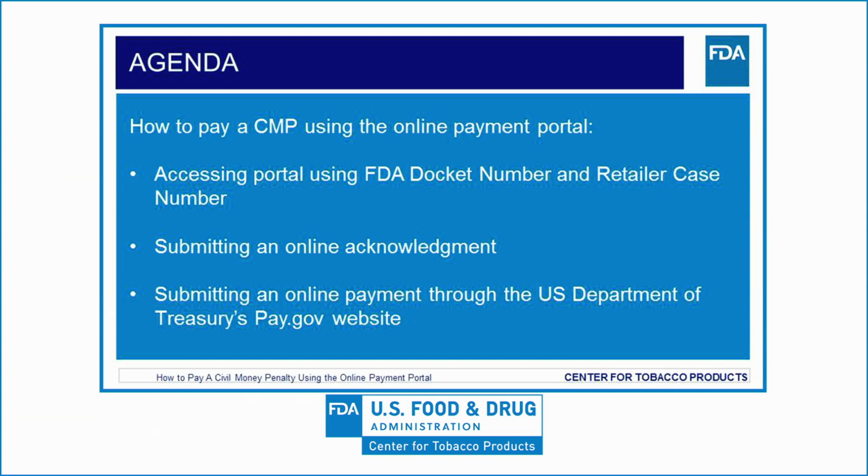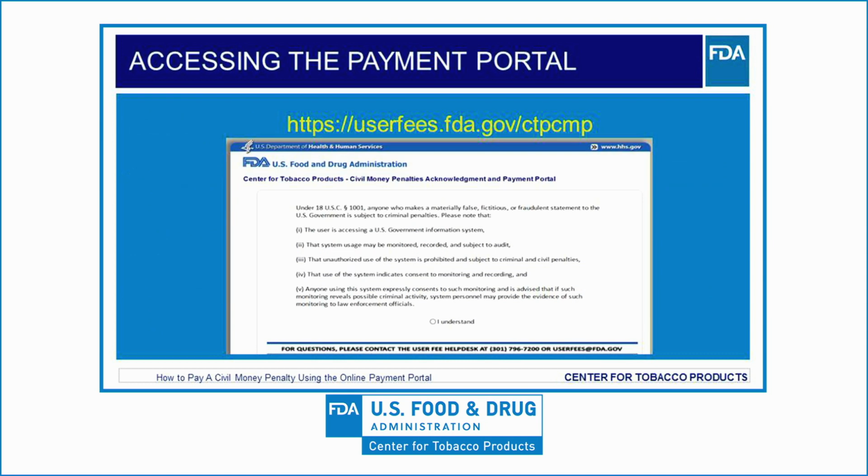During this webinar, we will discuss how to access the online acknowledgement and payment portal to pay your civil money penalty, or CMP, using your assigned FDA docket number and retailer case number, submitting the required online acknowledgement form, and submitting payment online through the U.S. Department of Treasury's pay.gov website. To pay a CMP, the easiest and preferred method is to pay online.